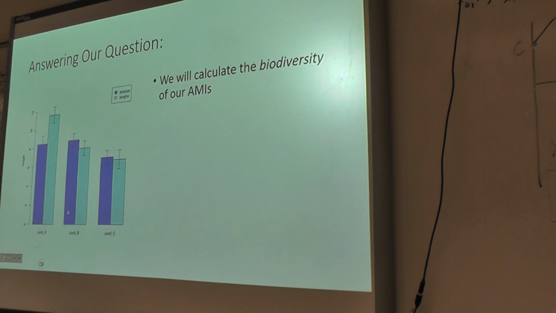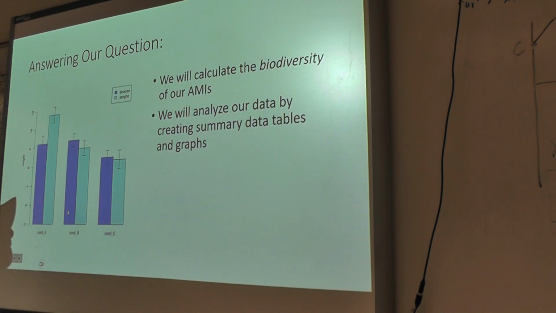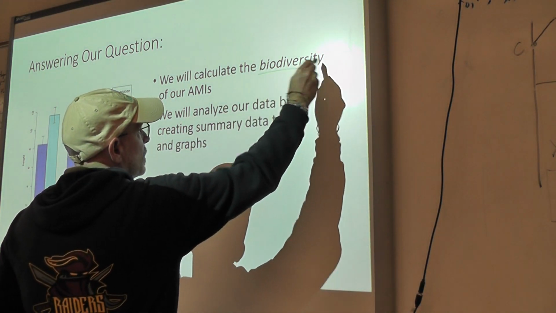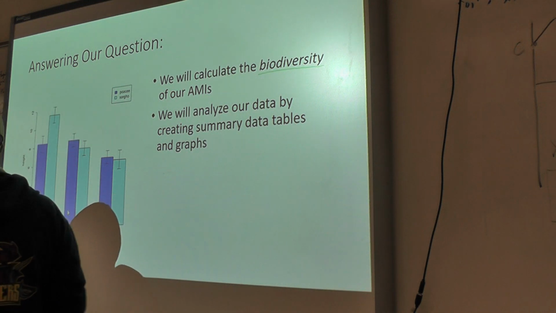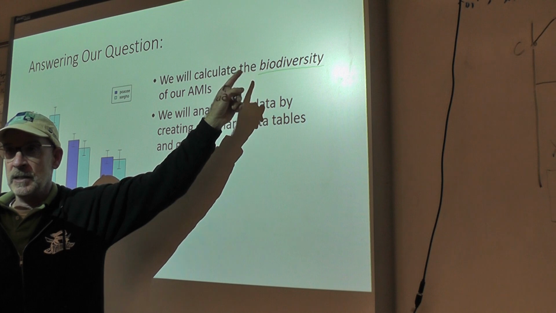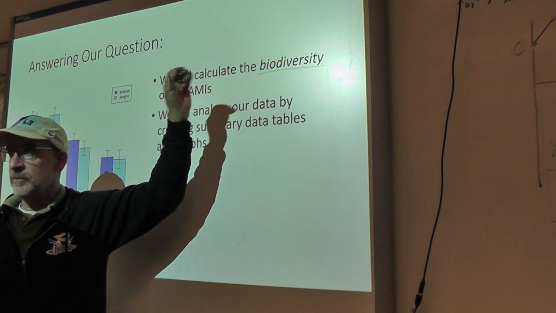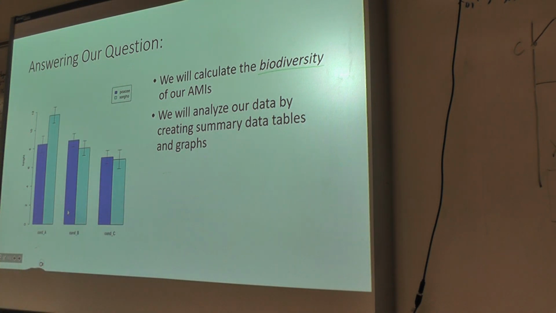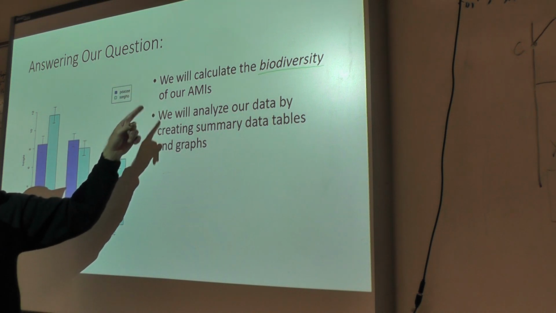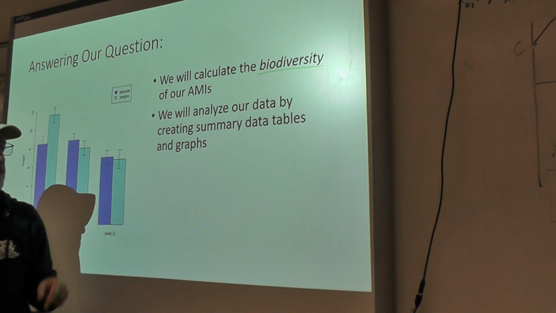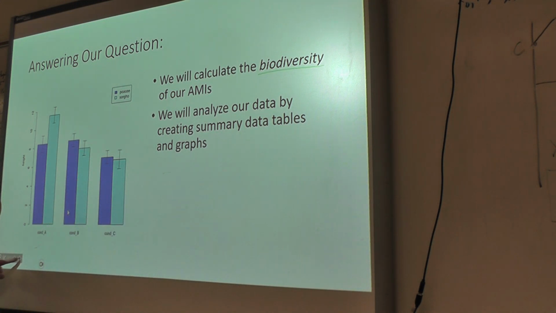When we answer our question, we're gonna look at this biodiversity, and I just want you to write this word down somewhere and then flag in your brain that you don't really know what this is yet. It's, you know, like in a sort of general sense, but it's not something that we have specifically talked about, and there's a mathematical formula for figuring it out, but we're gonna calculate that. Then we're gonna make the usual summary data tables and graphs to analyze our data and answer our question.